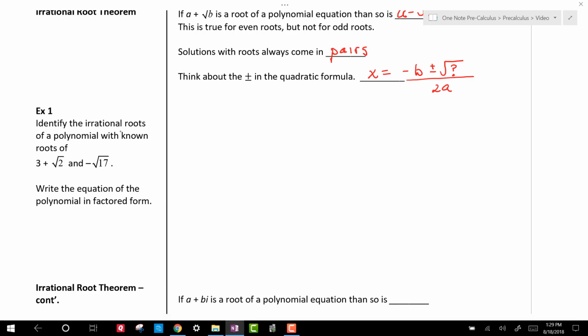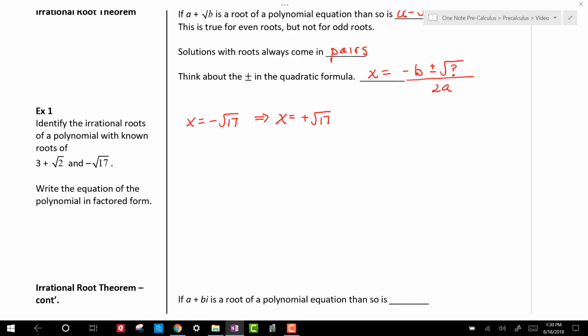So it says identify the irrational roots of a polynomial with known roots of 3 plus root 2 and negative root 17. So I'm actually going to start off with the negative root 17. When they tell me I have a solution of x equals negative square root 17, what I need to know right away is that implies there is another root of x equals positive, and I'm going to put the plus on this one, square root 17. So one implies the other.